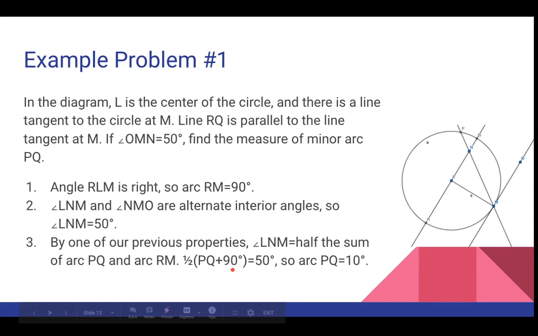Since we know that RM is 90 degrees and angle LNM is 50 degrees, we need to substitute the information into this equation. And we just have a basic equation that we can solve. If you solve this, you get that arc PQ is equal to 10 degrees. For a sketch of how we solve this, we just multiply both sides by 2 and then subtract 90 from both sides. We just get arc PQ is equal to 10 degrees. Okay, any questions before we move on?